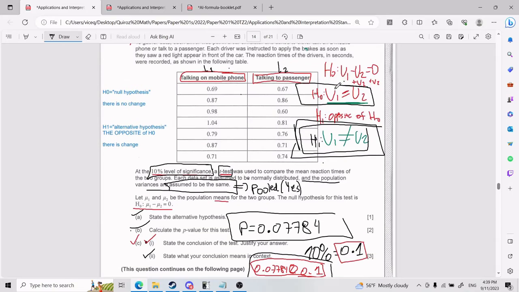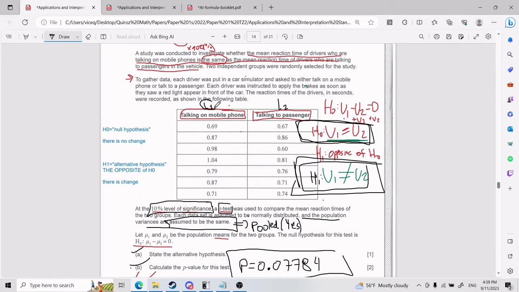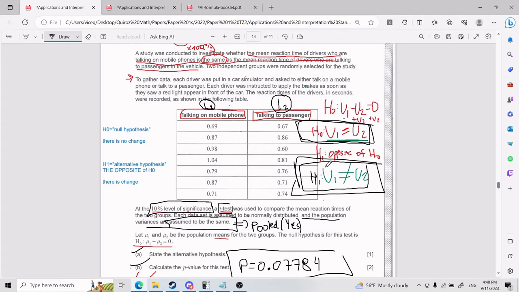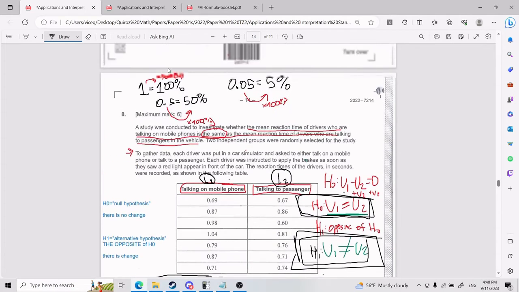H0 is telling me that mean 1 is equal to mean 2. So in this context, what is mean 1, what is mean 2? Well, mean 1 comes from L1, and L1 comes from people talking on a phone. Mean 2 comes from L2, which is people talking to a passenger in the same car. And so H0 is saying that both means are the same, which is basically saying that the reaction times of people talking on the phone are the same as people talking to a passenger. So if you reject H0, you are rejecting that they have the same reaction time. You say, no, they don't, because my p-value is less than my level of significance. And so what the conclusion means in this context is exactly that the means aren't the same, that it actually matters whether they talk on the phone or talk to a passenger in the same car for your reaction times. And that, ladies and gentlemen, is how I would suggest to do number 8.